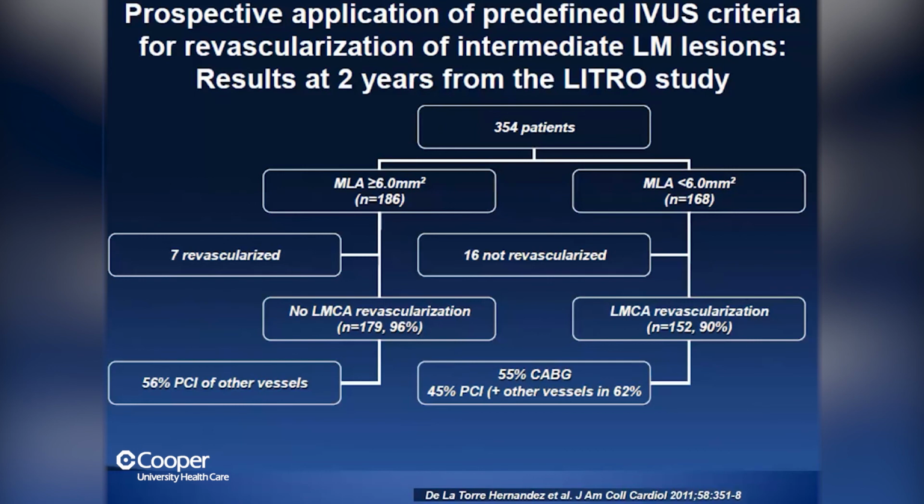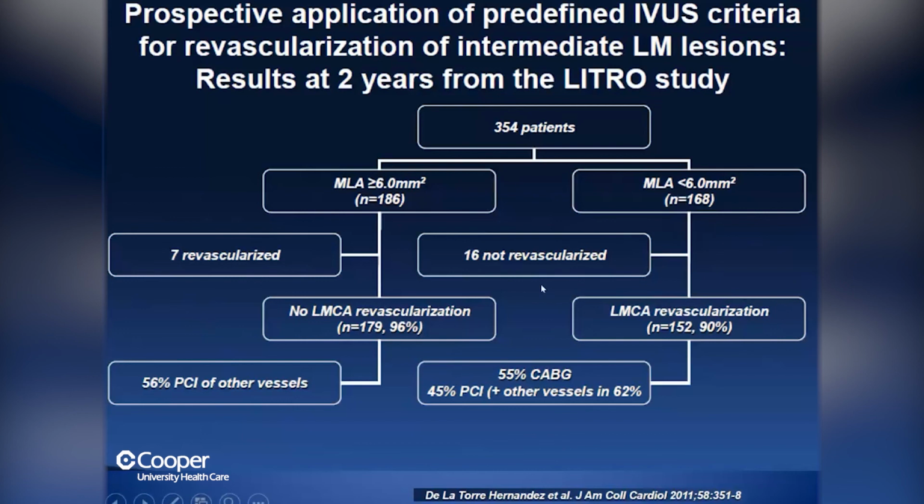There. So this trial took 350 patients and divided them in two. One group has MLA less than 6 millimeter, the other more than 6 millimeter. Those are all intermediate left main disease. The MLAs less than 6 millimeter, these are the sick patients. The majority end up having revascularization, some with surgery, some with stenting.